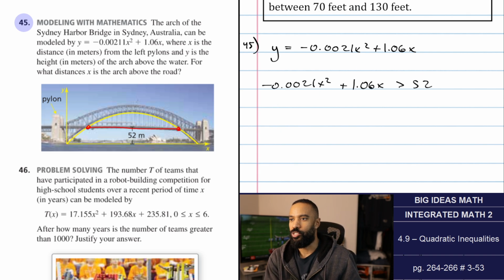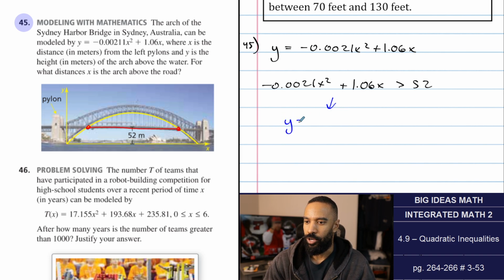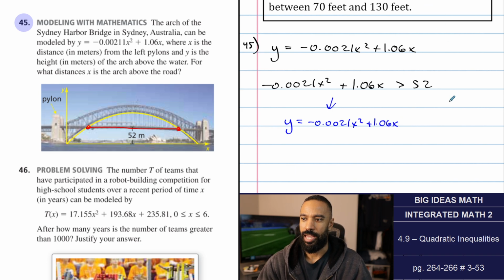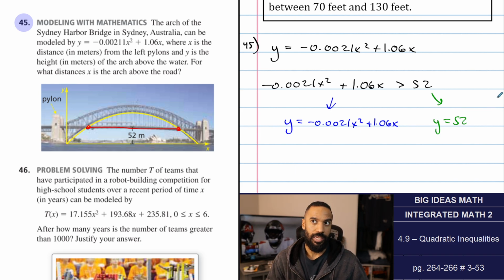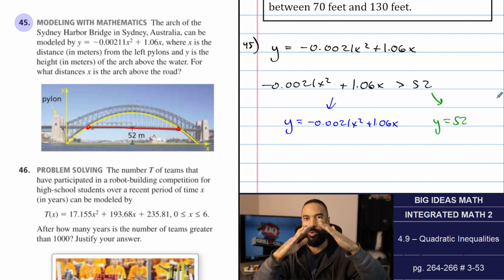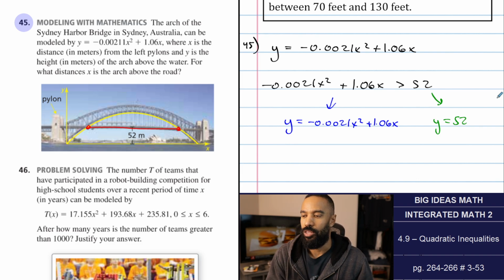What I'm going to do is graph. I'm going to sketch two graphs here so you can see what it originally looks like. I'm going to sketch this one, and I'm going to sketch y equals 52. Then we're going to find their points of intersection. It's not the intercepts, but their points of intersection, and that's the betweenness where you're going to see the aboveness of it. We need to be between those two values to be above the road.